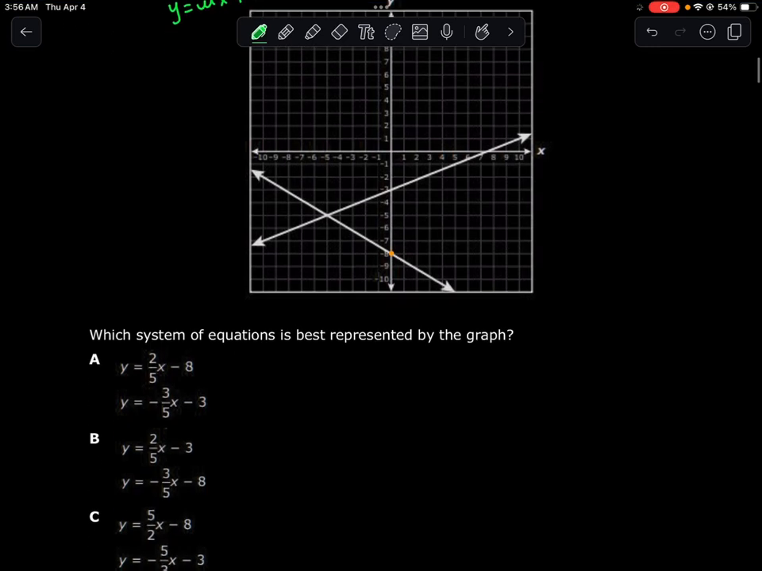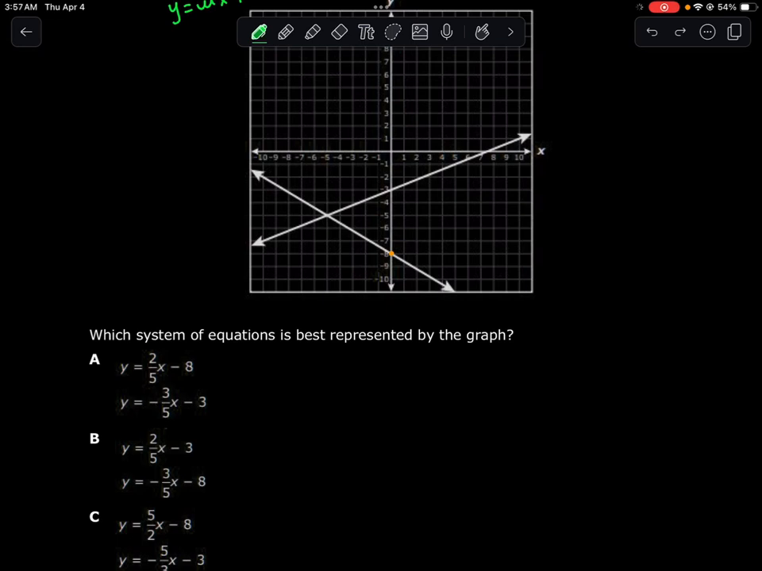Now let's read the question. Which system of equations is best represented by the graph? I'm going to have to read it carefully. And the key word here is system of equations. Why system? Because we need 2 equations because we have 2 lines. Okay.